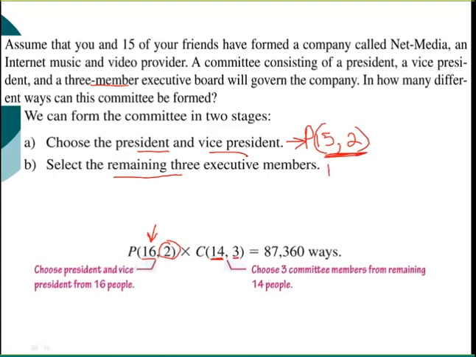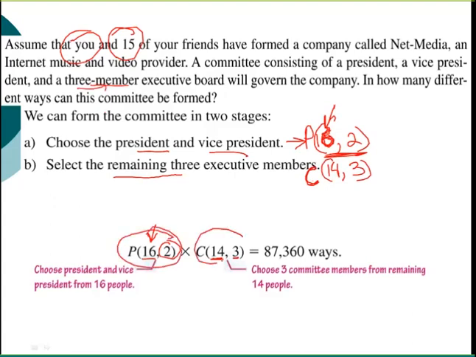Why do we have 16 down here? Assume that you and your 15 friends, so 15 is actually 16. So there's 16 people here, including ourselves, and then we're selecting 2, and then we have 14 people left over because we just took 2 people out of the whole group, and then we're going to select another 3 of them. But this time we do a combination because we're not giving specific roles, we're just putting them on a board. So now what we do is we figure out this number on a calculator, figure out this number on a calculator, multiply those together, and we're going to get 87,360.